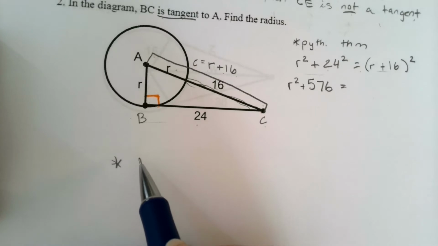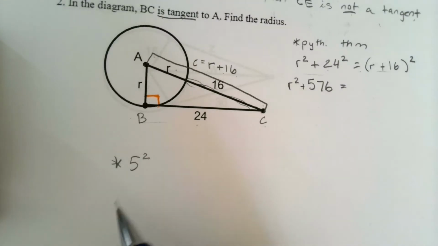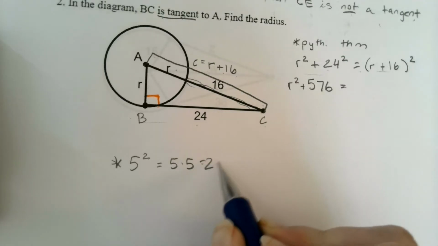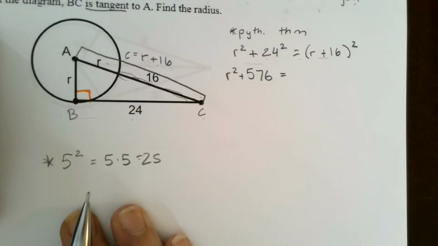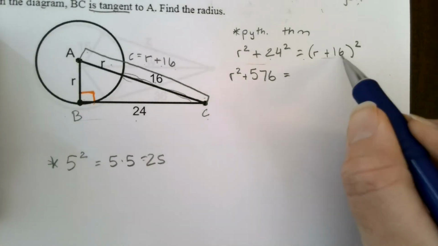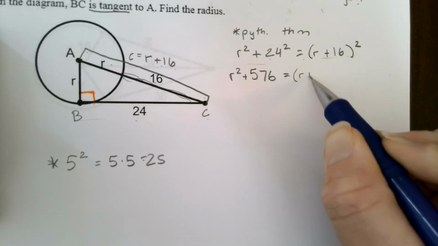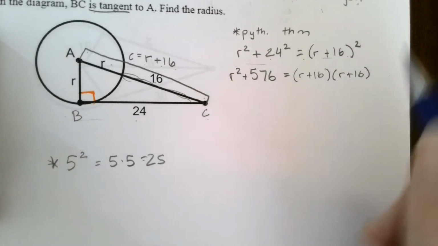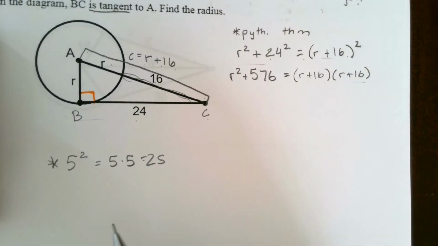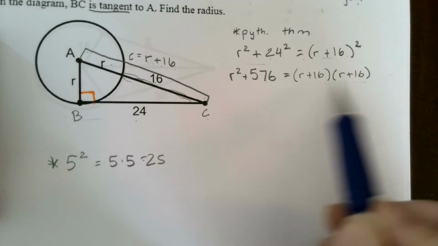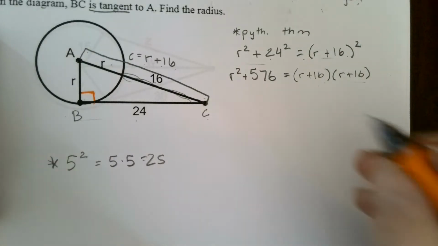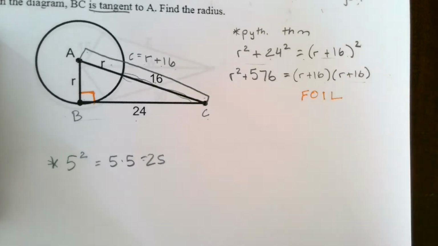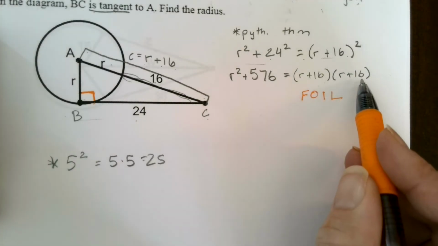If I gave you 5 squared, we all know that's 25. Well, that's because you're doing something times itself. Okay, giving you the 25. So now using that knowledge, going back up over here, if I have r plus 16 squared, that means to do r plus 16 times r plus 16. When you square something, that means to multiply something times itself. So this might look familiar to you. FOIL. Hopefully that sounds familiar from Algebra 1 last year. You're going to need to FOIL this out.